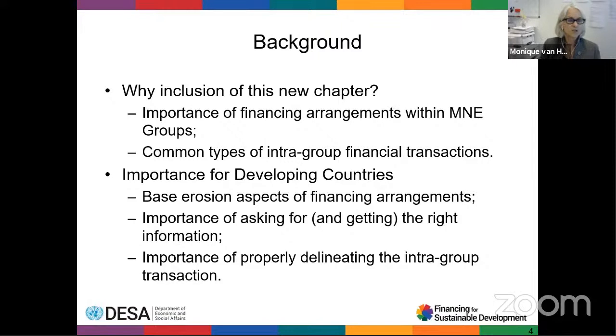What is the instrument you're looking at? And can you properly delineate that intercompany transaction? Before you benchmark it, you need to know what you are looking at. So Raffaele, maybe you can start off with an example in which delineation really is the key issue, which would be the next slide, please.